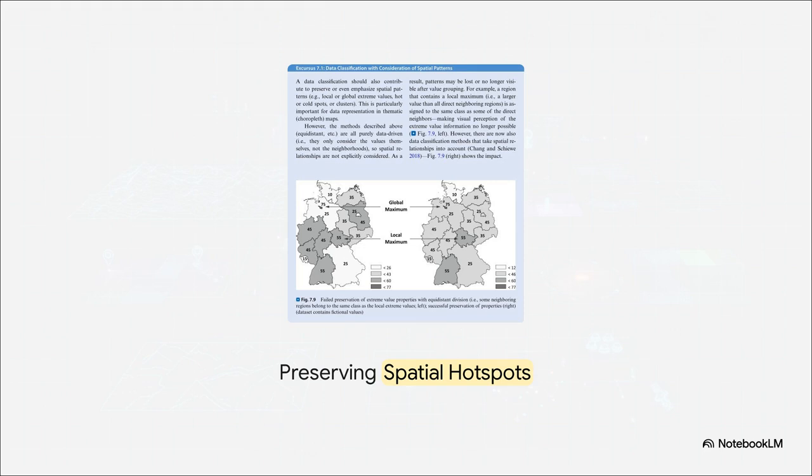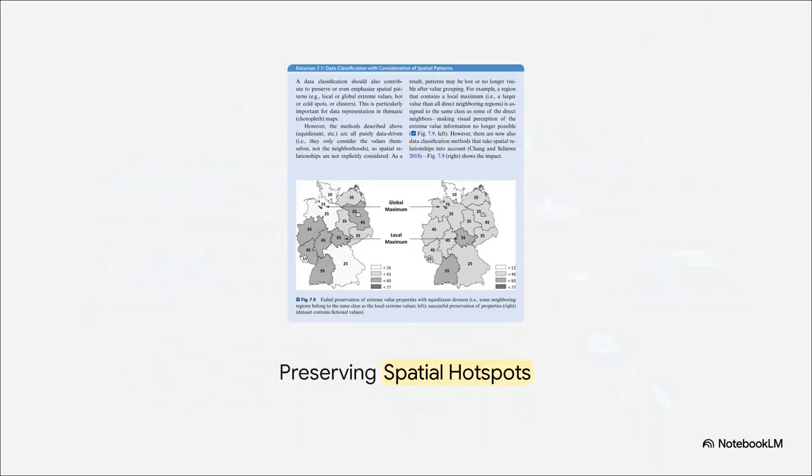We do have to be careful, though. Purely data-driven classification can accidentally hide vital information. Say a region contains a local maximum, like one incredibly expensive neighborhood completely surrounded by cheap ones. Well, a generic classification might just lump it in with its neighbors, completely erasing it visually. That's exactly why modern systems use spatial relationship tools, like the Geodata statistic, to explicitly preserve and highlight these vital spatial hotspots.